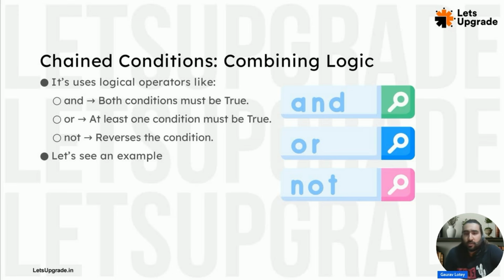Next up, let's talk about chained conditions. These use logical operators like and, or to combine multiple conditions into one. Let's take an example to begin with: whether a customer qualifies for a reward based on their purchase amount and membership status. Let us say if the purchase amount is greater than 5,000 and the person is a prime member, in that case they will get a reward, else they simply will not get a reward.